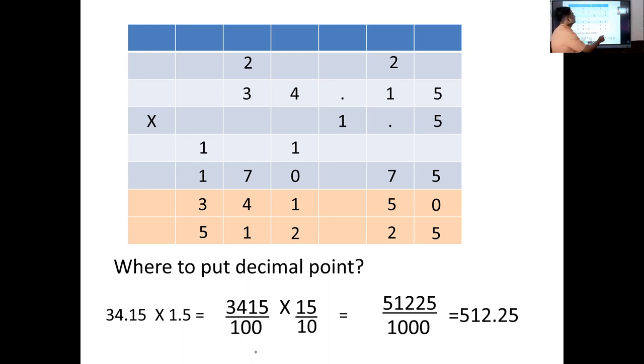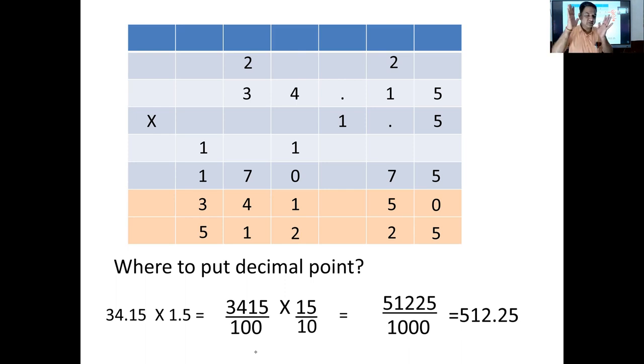Now you see how many decimal places are there in the multiplicand. There are 2 decimal places in the multiplicand. How many decimal places are there in the multiplier? There is 1 decimal place in the multiplier. So we are going to add these 2 decimal places: 2 plus 1, we have 3. So in the product also, we get 3 decimal places. So the answer will be 51.225.